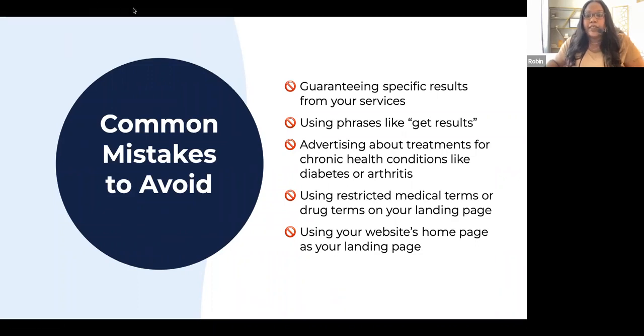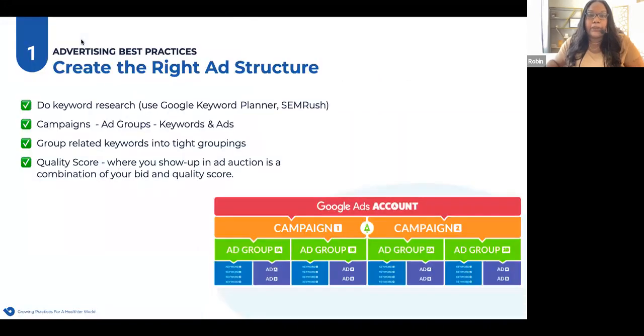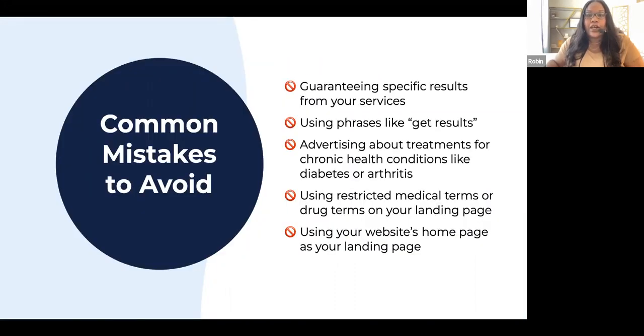So you may see your ad run for a day or two, and then all of a sudden a rejection comes up. That's because Google took the opportunity to look at your landing page to see if there was something on there that was restrictive. So you want to make sure you're not using those medical terms on your landing page, and that you're not using your website's homepage as your landing page, because more than likely you're going to have some of those terms on your website.